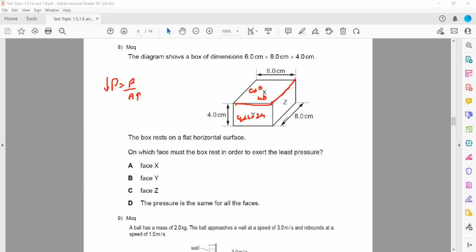And what about Z? This is 8 and this one is 4. So 8 multiplied by 4 equals 32. So which has the largest area? X has the largest area. So it will exert the least pressure when it is resting on face X.